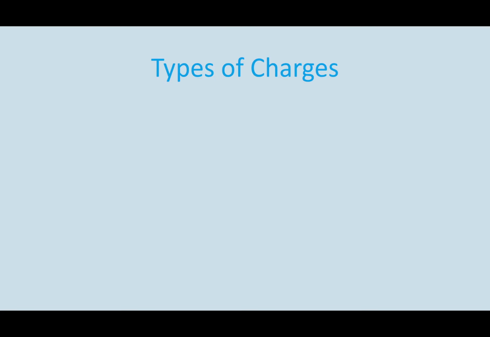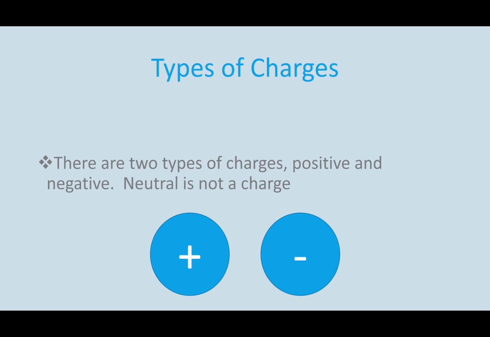So types of charges. There are two types of charges, positive and negative. Neutral is not considered a charge, right? Only positive and negative are considered charges.